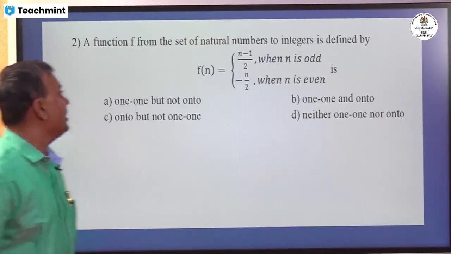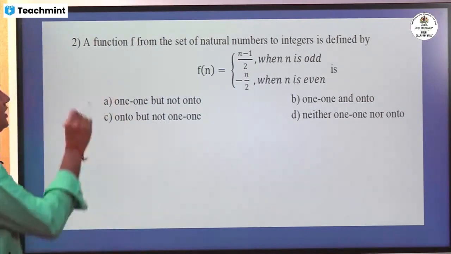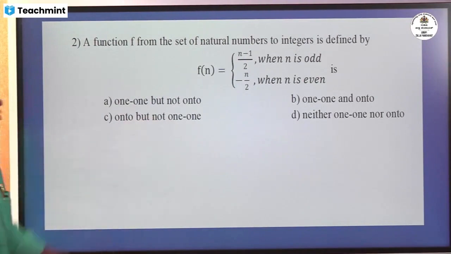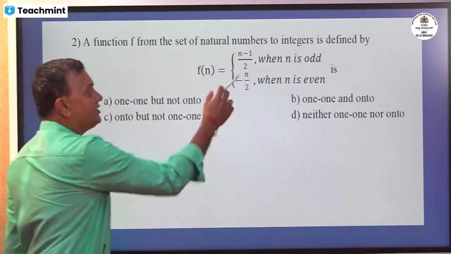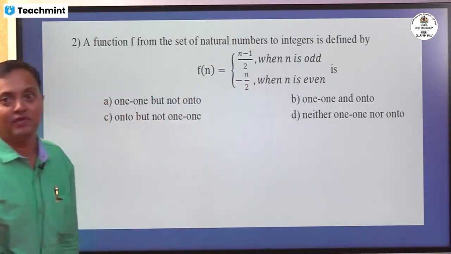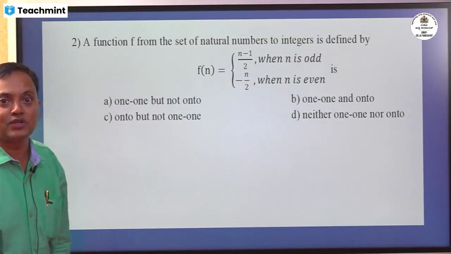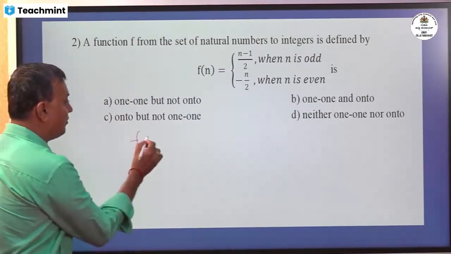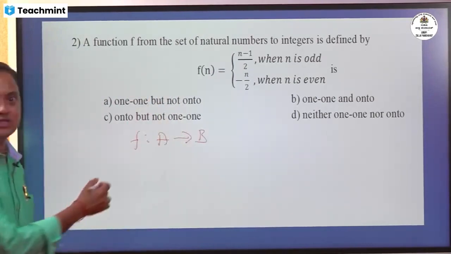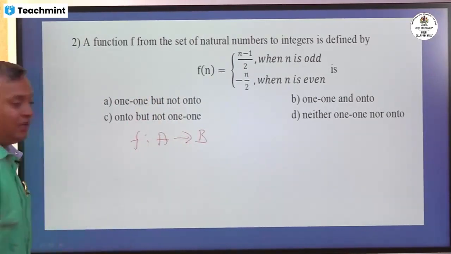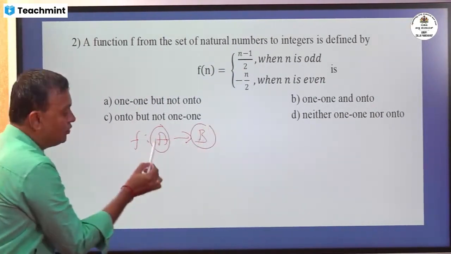A function f from the set of natural numbers to integers is defined by f of n equals n minus 1 by 2 when n is odd, and minus n by 2 when n is even. This is a one-one function, which you know. What is meant by a one-one function? When a function f from A to B or A to A is one-one, different elements, this is called the domain set, this is the codomain. Correct? What should happen for a one-one function?